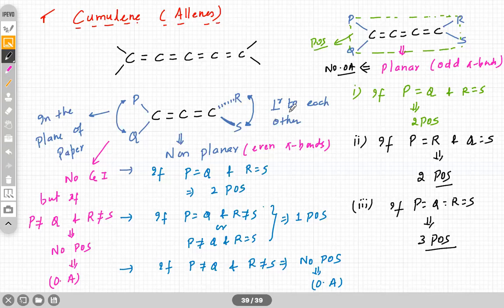So this cumulines is important as far as the exam is concerned, whether it is JEE or KCET. Cumulines is important. You just need to know the optical activity of cumulines. Okay, that is important. Another one. This is unsaturated compound we have discussed. Another one is cyclo compounds, or cyclic compounds.